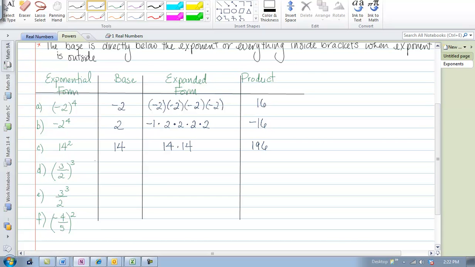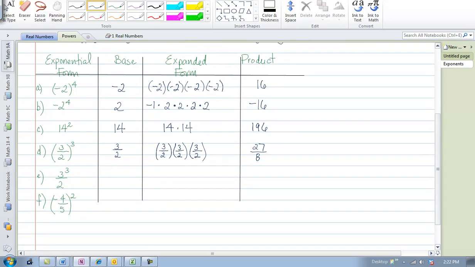Looking at example D, we have 3 halves in brackets, all cubed. So again, our base, everything in brackets, so 3 halves, and expanding it, the base is being multiplied by itself 3 times because our exponent is 3. So remembering with fractions, we multiply across. So 3 times 3 is 9, times 3 is 27, 2 times 2 is 4, times 2 is 8. So we have 27/8. And in this case, I don't need you to worry about changing that into a mixed number.